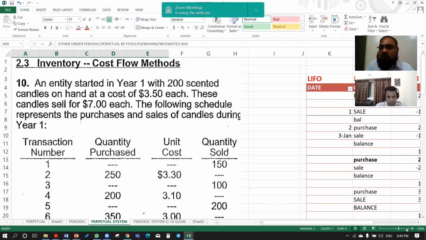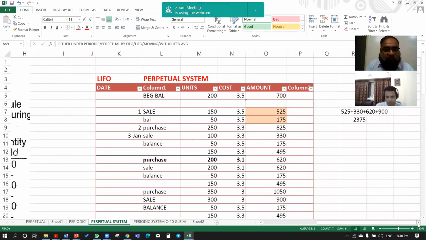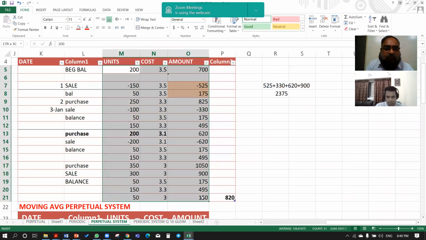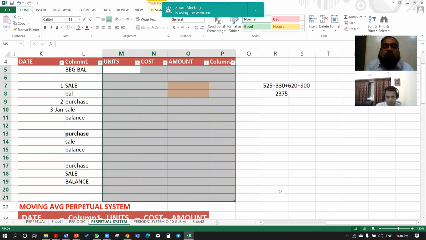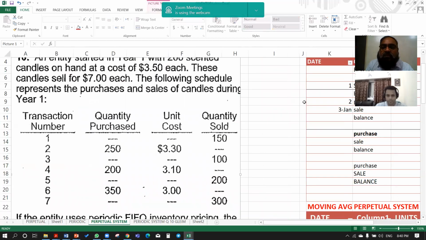So this is about the perpetual inventory system. Let's see if we solve the same question by the LIFO method. Let me erase this all again, and yes, let's make it.